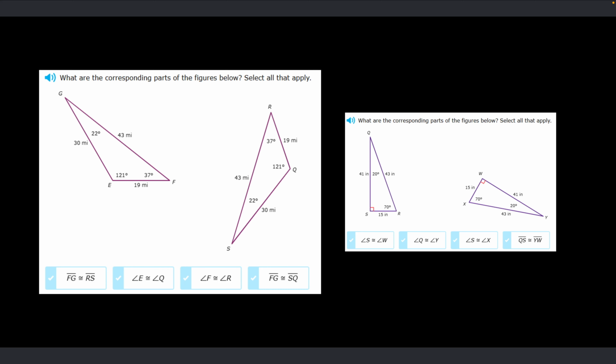Okay, now that you've had time to work these problems, let's check your solutions. For the first problem, you should have said the first three were correct and the last one was incorrect. And for the second problem, you should have said that the first answer is correct, second answer is correct, third answer is incorrect, fourth answer is correct.